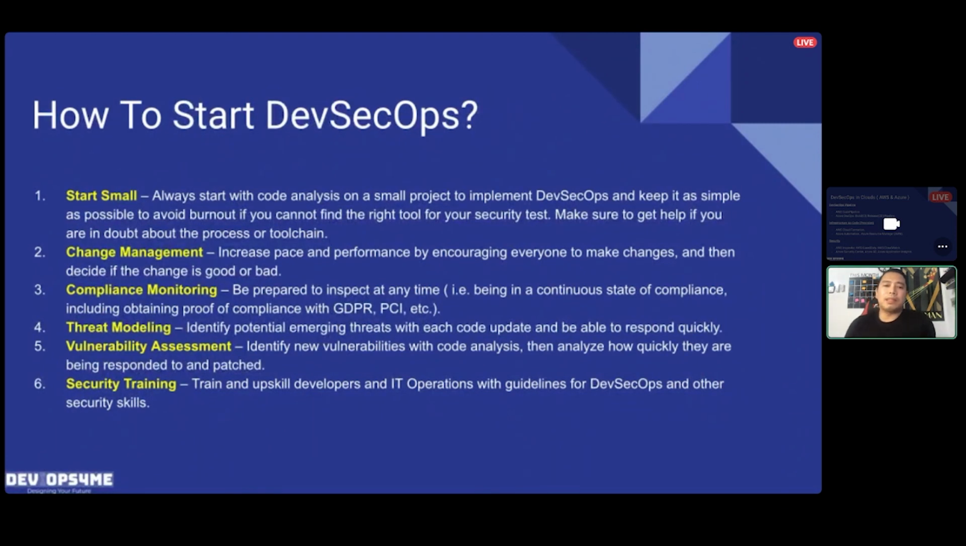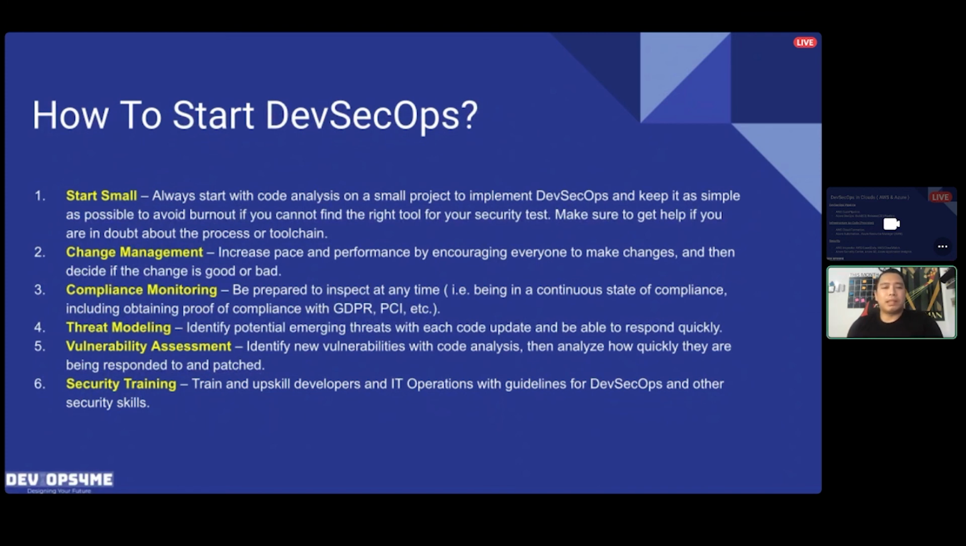So now, here are some tips on how you can start your DevSecOps journey. I always advise everyone to start with a small project, and keep it as simple as possible to avoid burnout, because while choosing the right tool for your security tests, you might feel stressed searching for the correct one for your environment. The second step is you need to have change management, to increase pace and performance by encouraging everyone to make changes and then decide whether the change is good or bad for you.